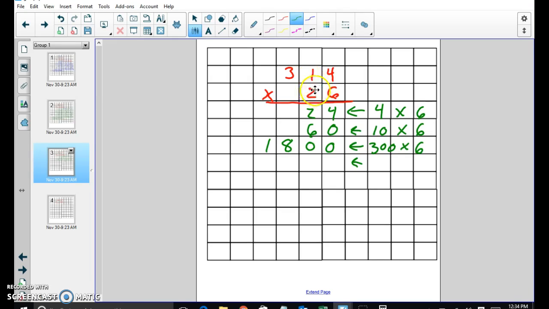Now I'm going to go to this 2, but remember, it's not a 2. It's a 20 because it's in the tens place. So there's the 20 times this single digit, the 4, which is in the ones, 80. 20 times 10, because that 1, remember, is in the tens place. 2 zeros, 200.